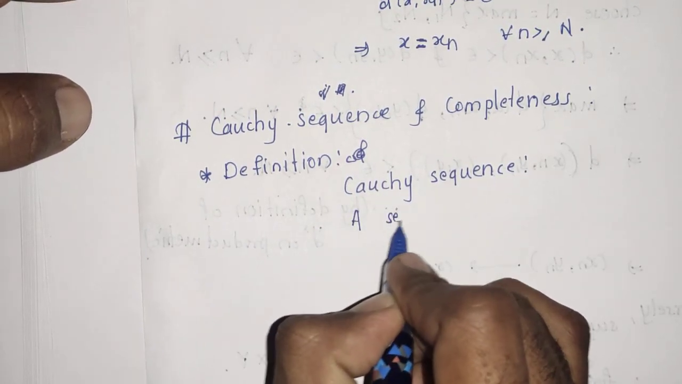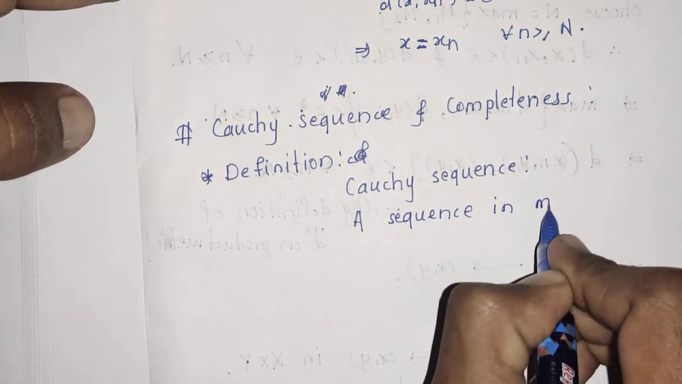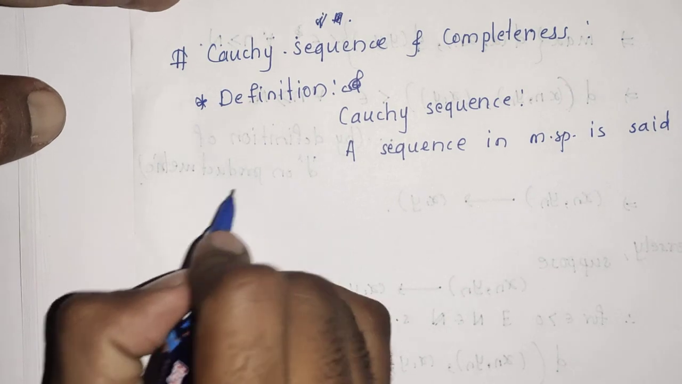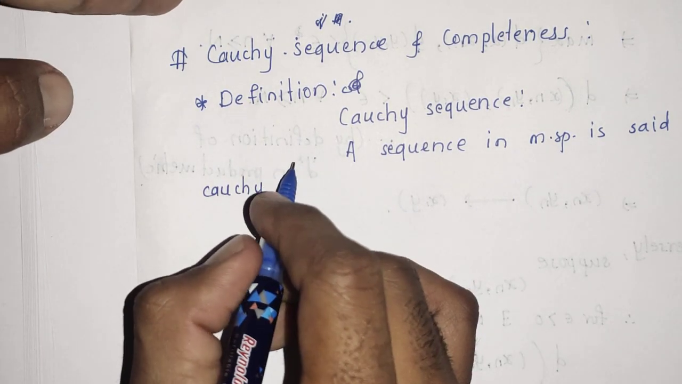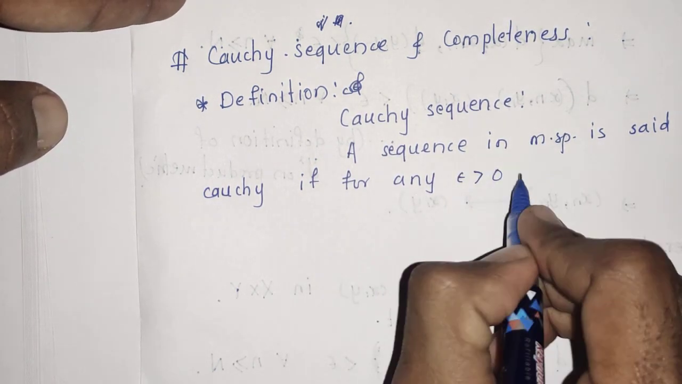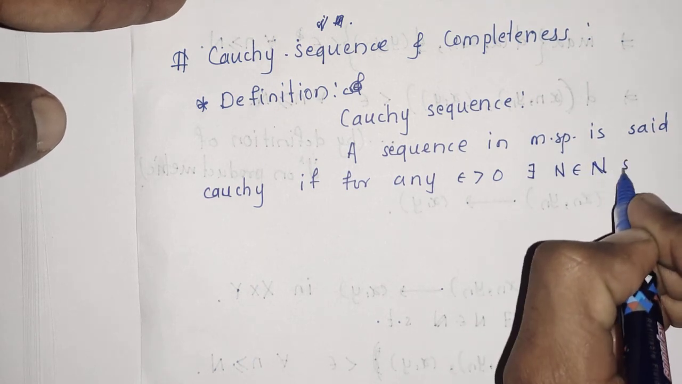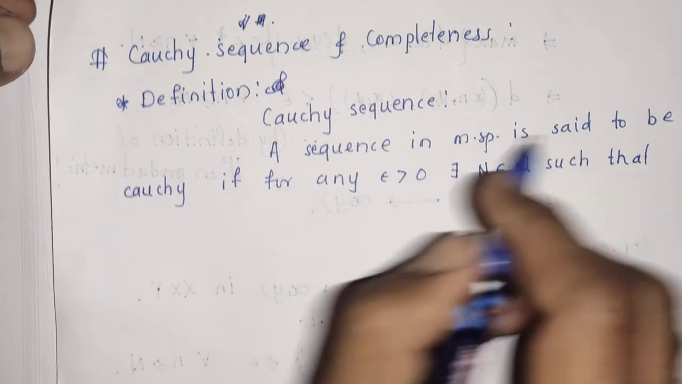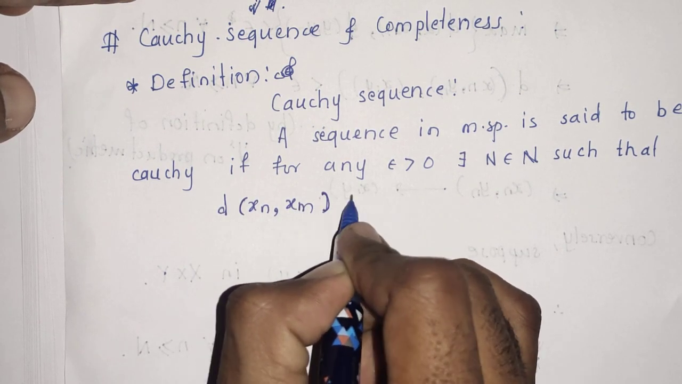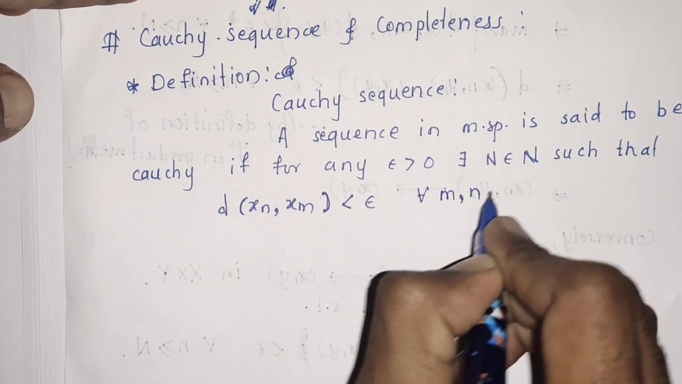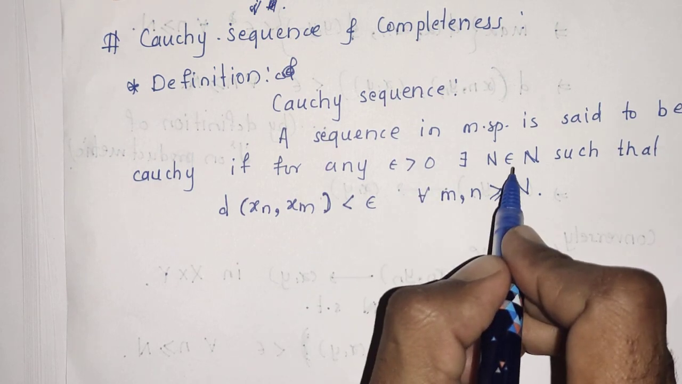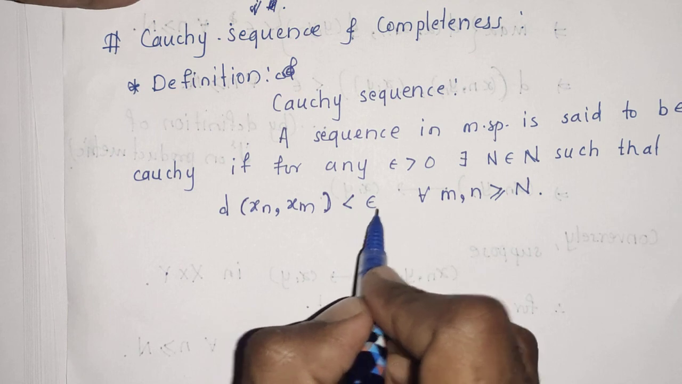A sequence in a metric space is said to be a Cauchy sequence, same definition as you have seen in real analysis, if for any epsilon positive, there exists some N belonging to the natural numbers such that the distance between xn and xm is less than epsilon for all m, n greater than or equal to N.